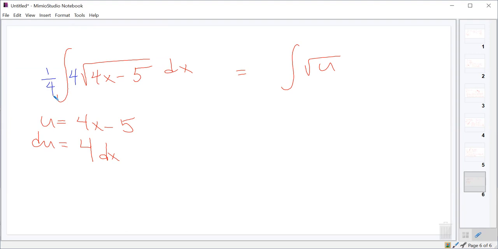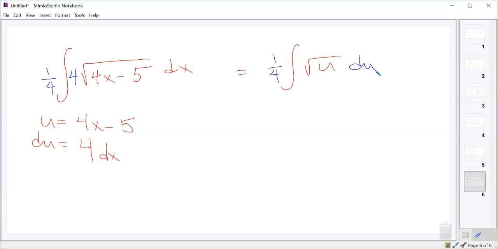Y'all good with that at home? Okay, I thought somebody said something different for a second. All right, so we got a 1/4, we got an integral of 4 dx. So what we're gonna do is we're gonna put this 1/4 out here still. The 4 dx will become a du. And we have 1/4 of the integral of root u du.